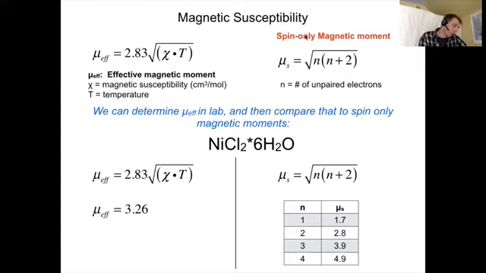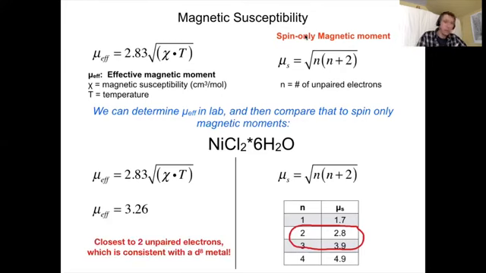What we found from those calculations previously is our effective magnetic moment was 3.26. Again, the units are Bohr magnetons. When we compare this, we say, well, 3.26 is somewhere in between the 2 and the 3 electrons. And we can say, in fact, we're even a little closer to the 2 unpaired electrons, and that is in fact consistent with a d8 metal, which is what we have for a nickel 2+ ion. And so we should get 2 unpaired electrons. That should be what we expect.